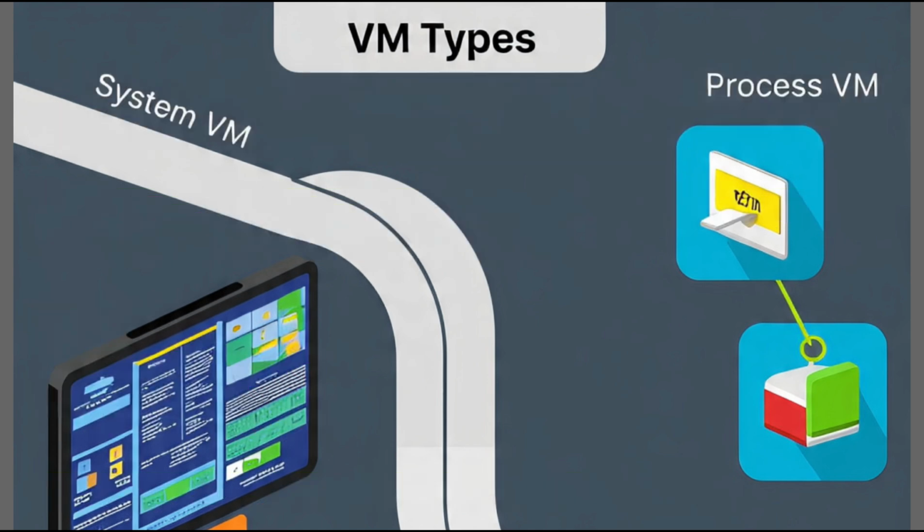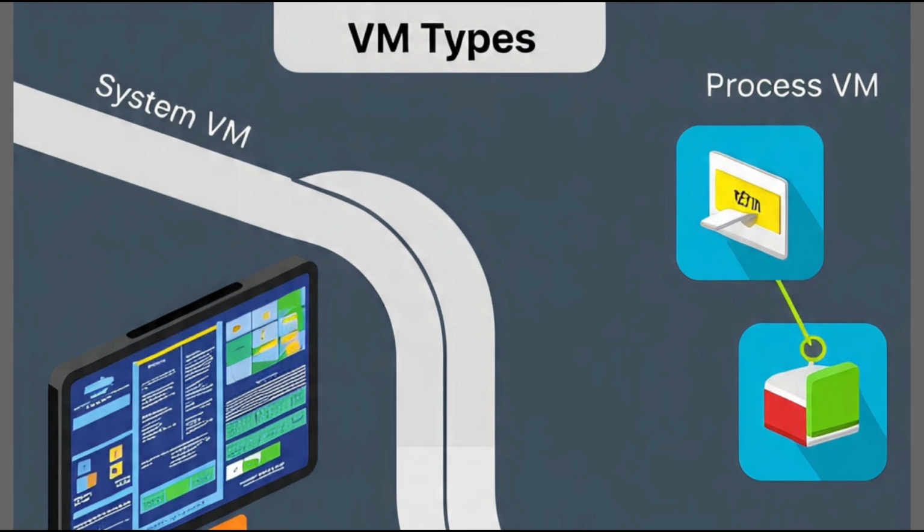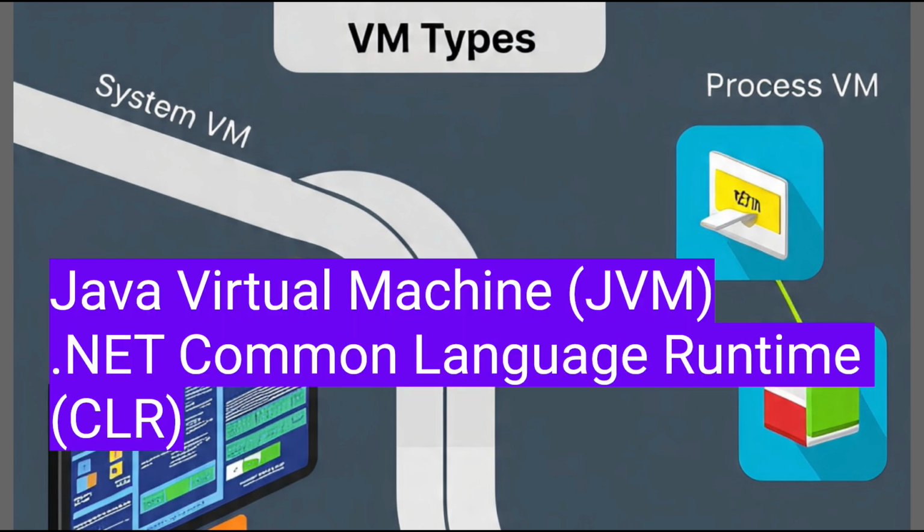Process virtual machines. These are designed to run a single application or process. They abstract the environment for that app only. We can use these virtual machines to run Java applications on any platform and emulate old environments for legacy apps. Examples: Java virtual machines, .NET Common Language Runtime.